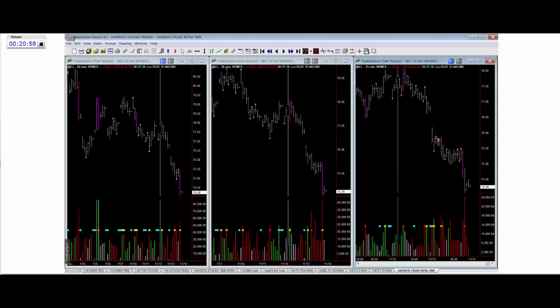Pivot high, lower than that one. Pivot high, lower than that one. Pivot high, lower than that one. Triple top coming in. Now, if this closes down, you're going to get another pivot high, lower than that one. So that gives you an idea of looking at it on crude.